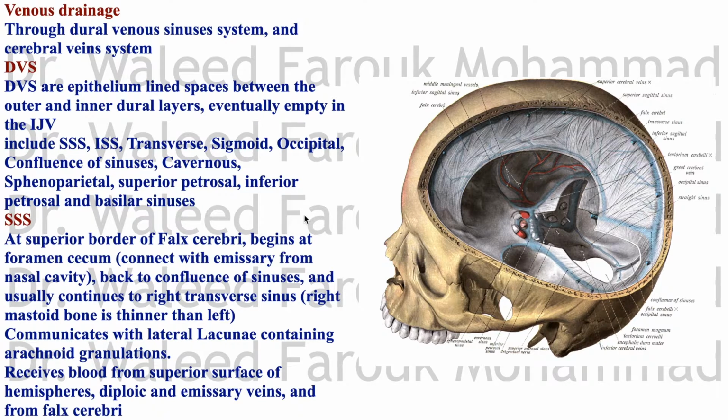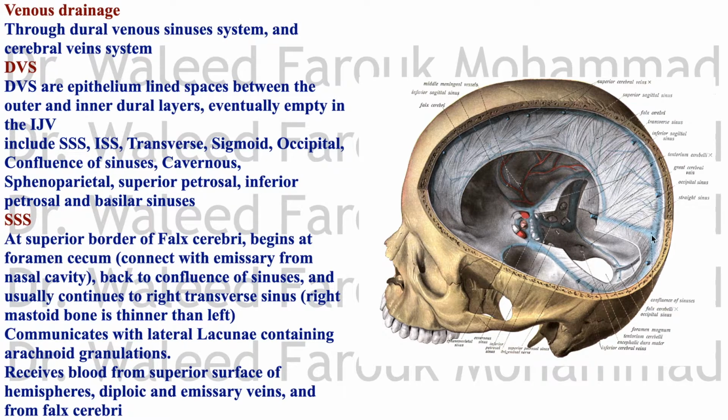But the cerebral vein system are regular vessels that have a muscular wall. The dural venous sinuses are lined with epithelium, and they are spaces between the outer and inner dural layers, the outer periosteal and the inner fibrous layer, as we studied before, and they all eventually empty in the internal jugular vein. They include the superior sagittal sinus, inferior sagittal sinus, etc. We will discuss each of them individually.